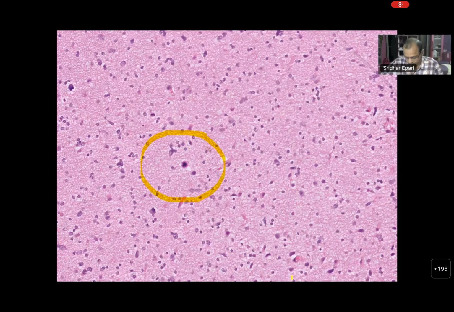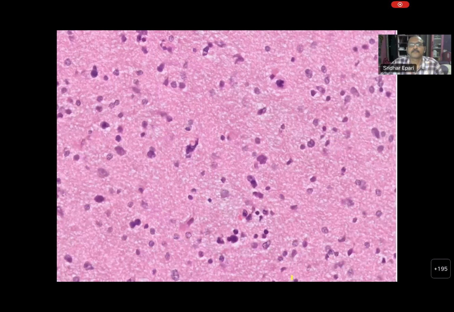So what else do you want to see now? Is there any microvascular proliferation in your slides? No, sir. And is any necrosis there? No, sir. Okay, not there.